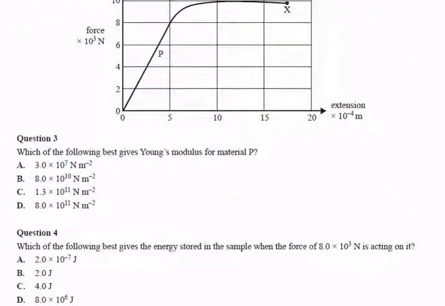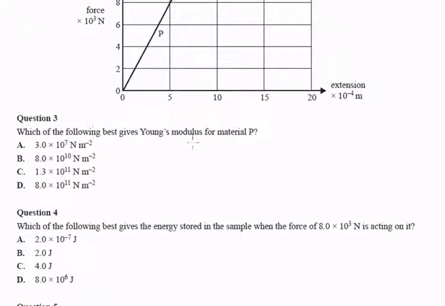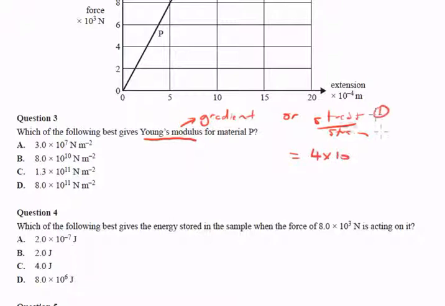Alright, so I've copied and pasted the same picture for question 3 to 5, which gives the Young's modulus for the material P. So Young's modulus, I know, is either the gradient of the graph or it's stress over strain. And in this case, it's going to be easier to use stress over strain. So I've already worked out the stress, which was from question 1. And this strain I worked out was from question 2. 4 by 10 to the 8 over 5 by 10 to the minus 3. And when we calculate those, we get 8 by 10 to the 10.